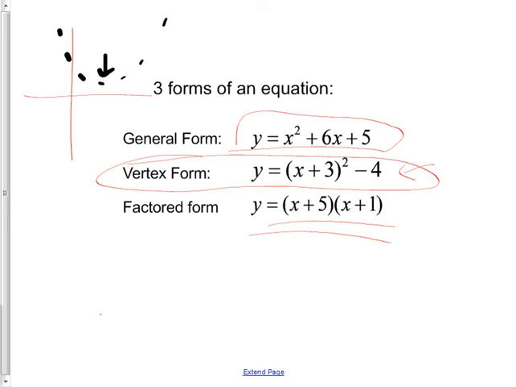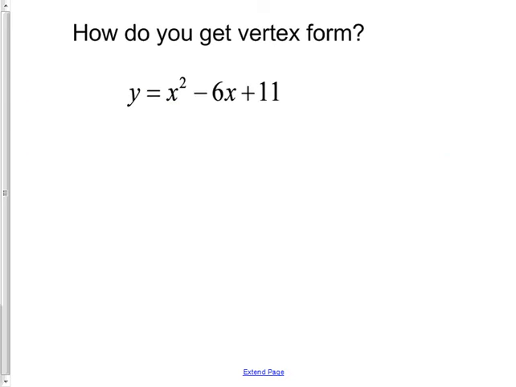Okay, that vertex is important. And so a lot of times on real world problems, it's like, where did the submarine finally hit the lowest point? Or what was the ball's height when it reached its maximum? That point is important. So yeah, vertex form is kind of important. All right, let's move on to how do you get vertex form? This is general form. How can you get it to vertex form? All right, I'm going to do one, and then I'm going to have you do one.